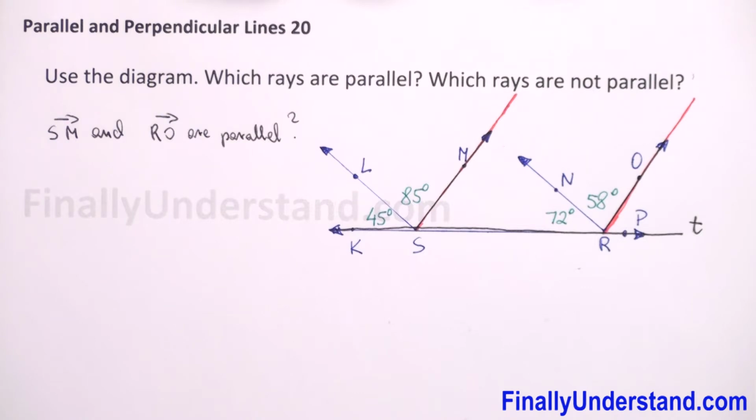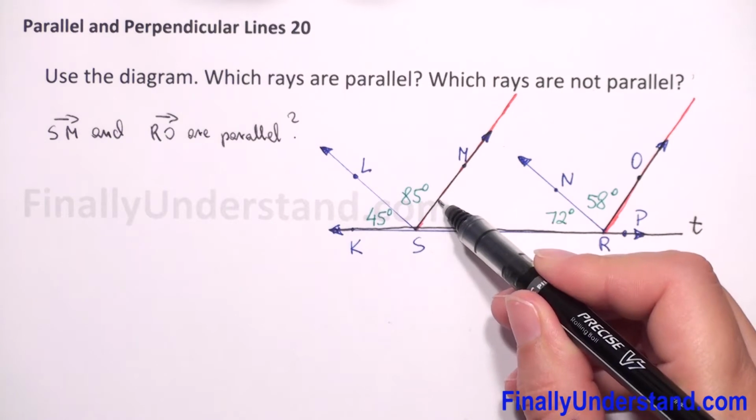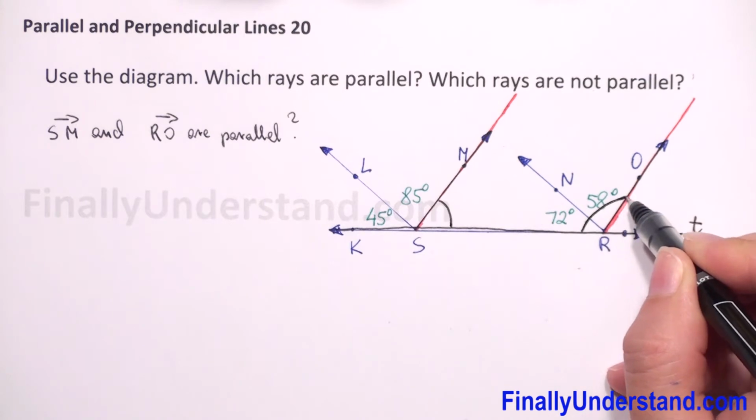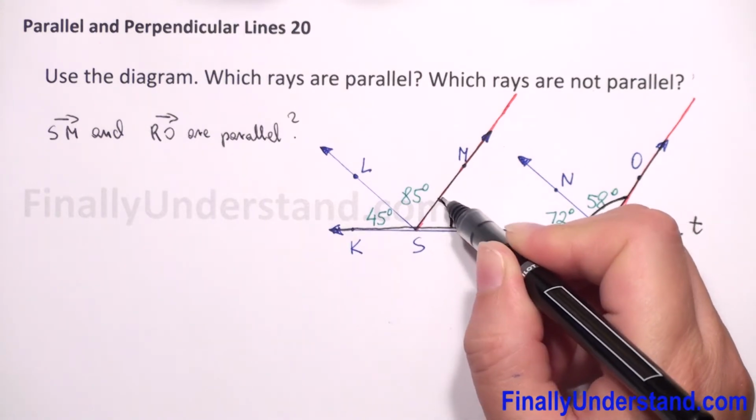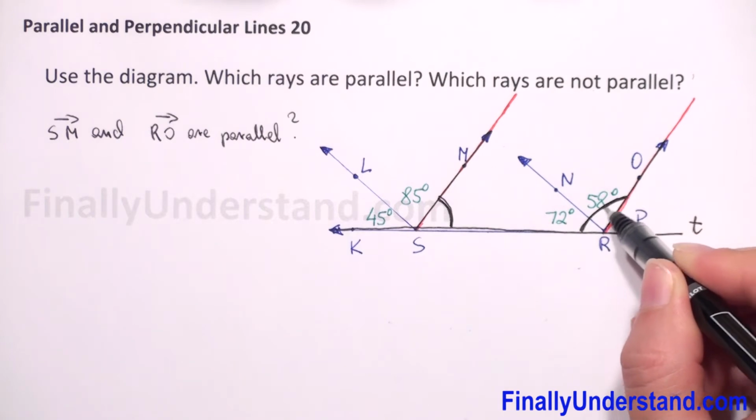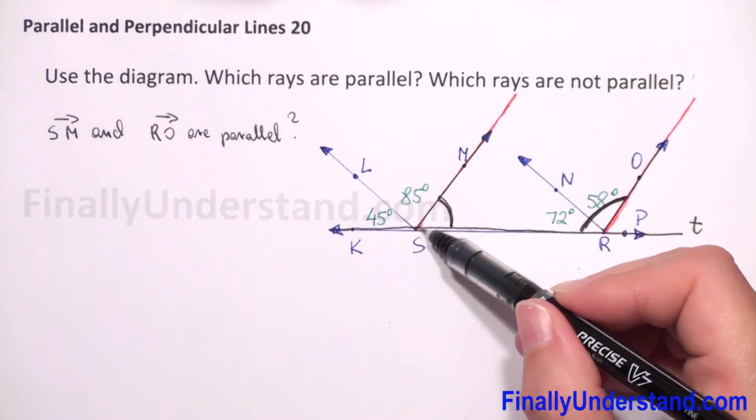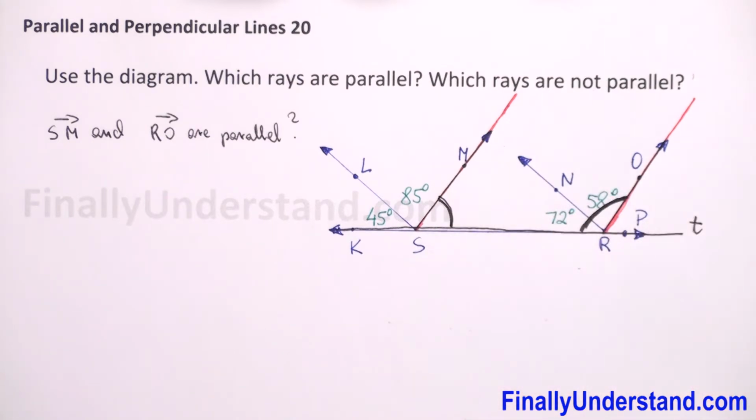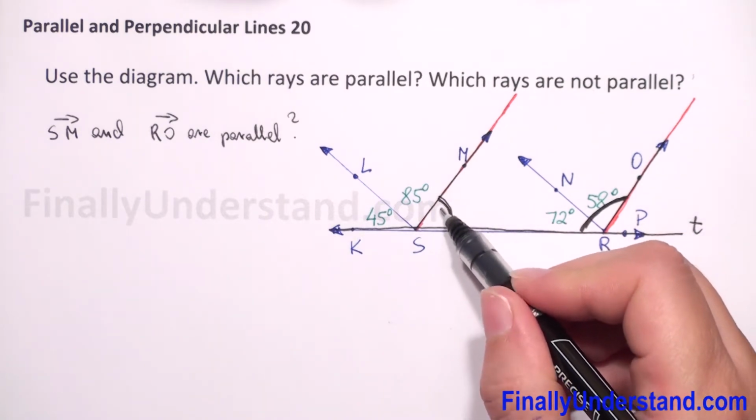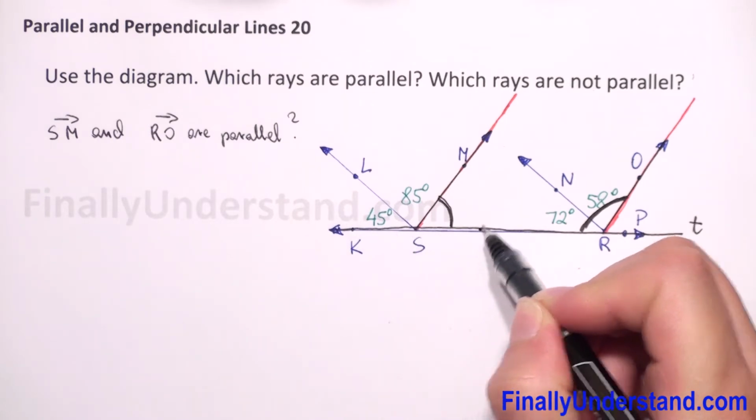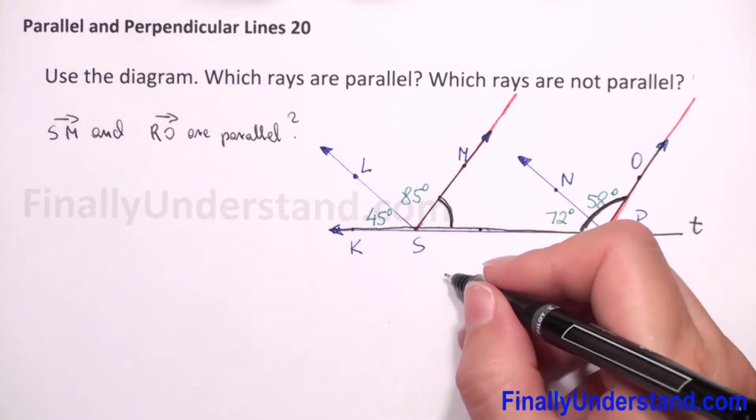So we need to find the measure of this angle and that. If these two angles are supplementary, it means that these two rays SM and RO are parallel. So to find the measure of this angle, we see that we have here a straight angle. The measure of a straight angle is 180 degrees.